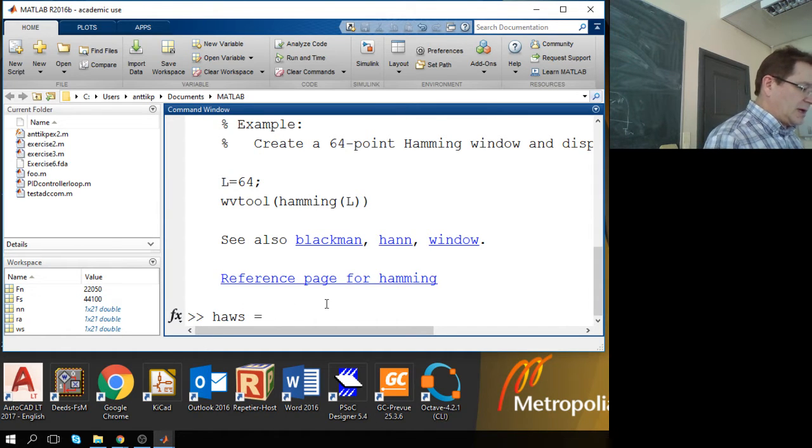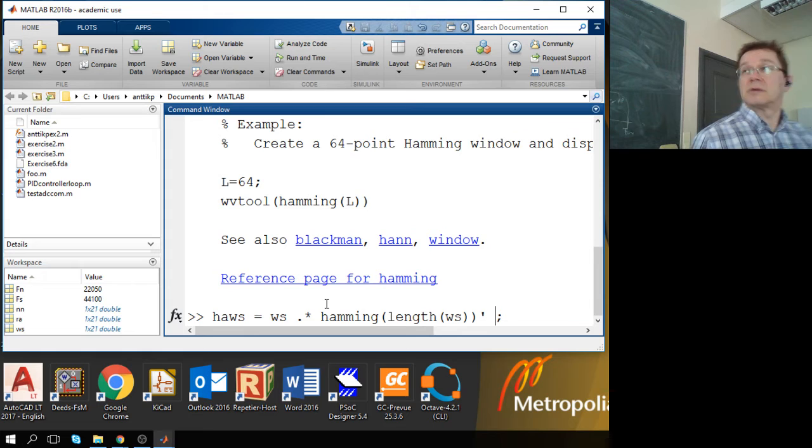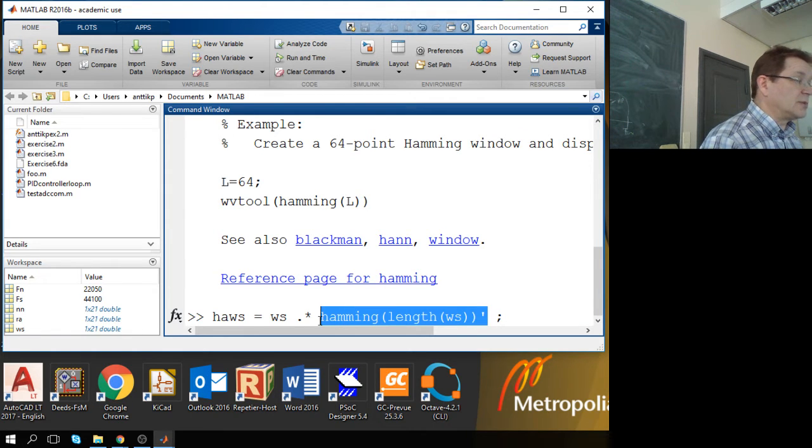Okay, and we have already that window available. We just take the Hamming window with a length of that original system and transpose it. Okay, this is important. Transpose the window.